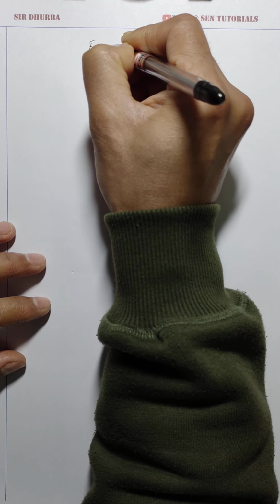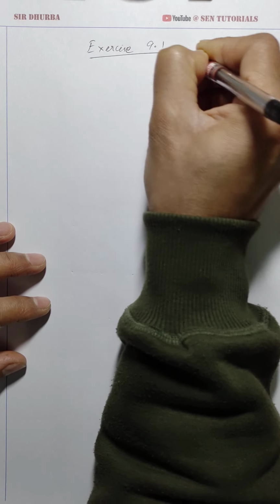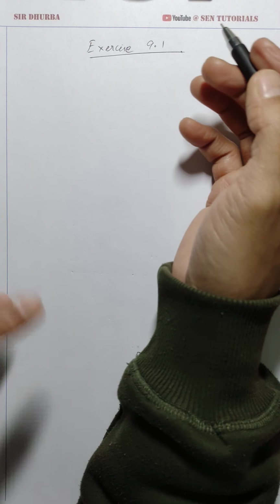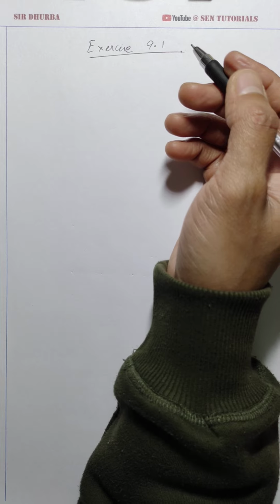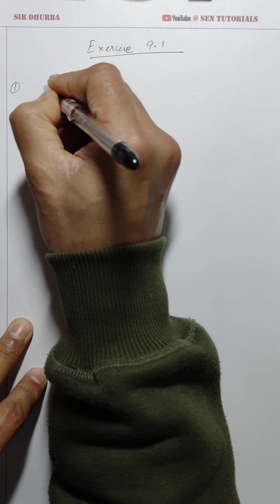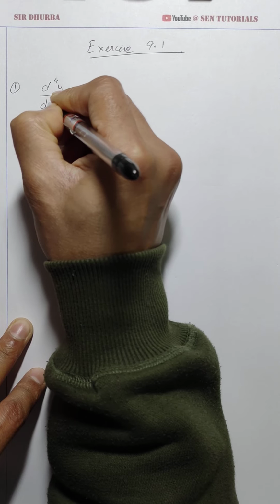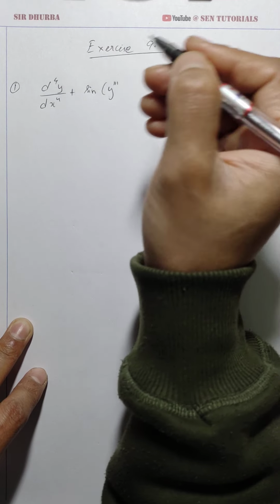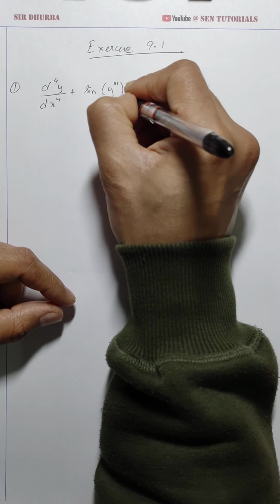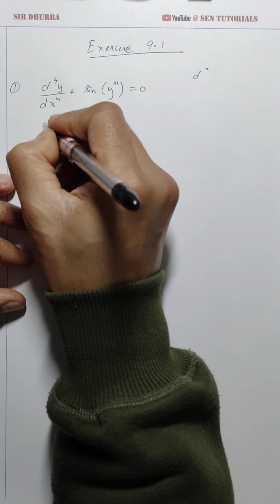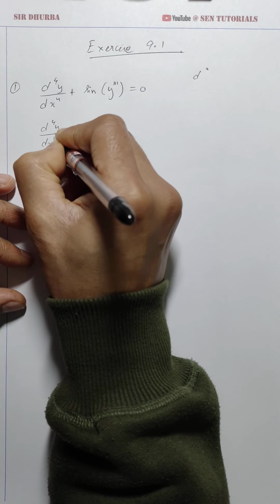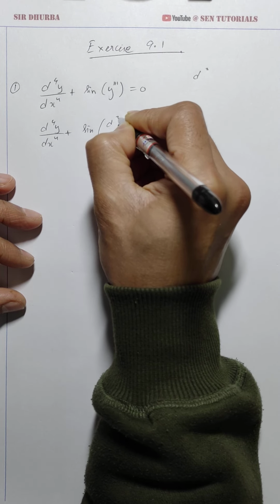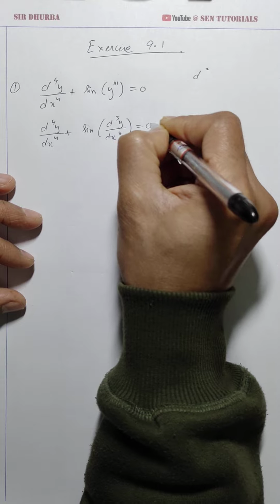Okay. Now let's quickly move on to the exercise. Let me just solve the exercise also. A small exercise, Exercise 9.1. Question is, determine the order and degree, if defined, of the differential equation. Number 1, d power 4y by dx power 4 plus sine of y triple dash. Triple dash means d cube y. Okay, let me just write d power 4y by dx power 4 plus sine d cube y by dx cube is equal to 0.